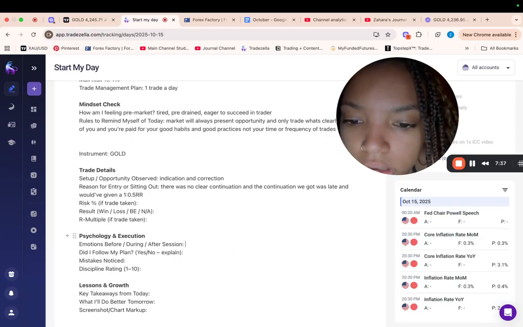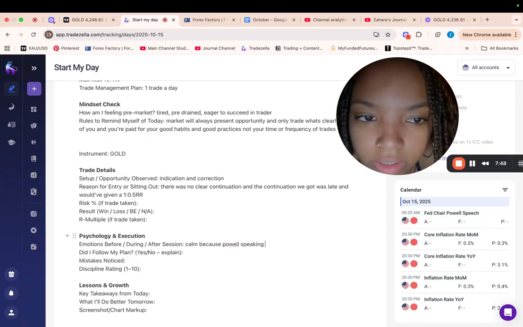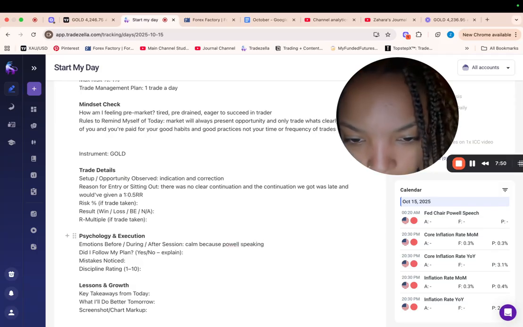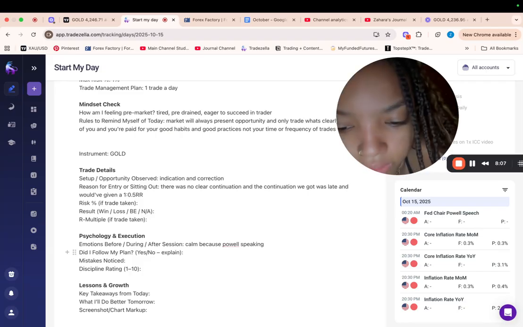My emotions, I was pretty calm because we had Powell speaking. So I already went into the day thinking I'm not going to take a trade unless it's super clear. Because we had Powell speaking, I don't know if that's how you spell his name, I don't think so. I was pretty calm and not too eager to jump into the charts. So I was pretty calm with the price action that I was given, and I didn't feel too tempted to get in. So I did obviously follow my plan.